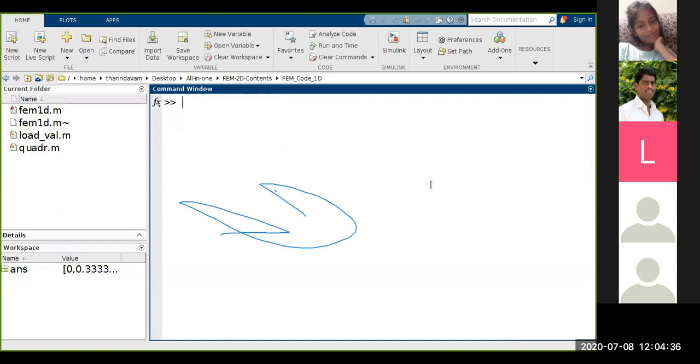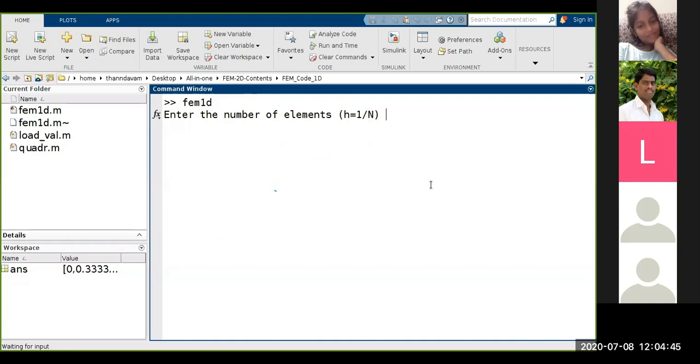Initially it is asking for the number of elements. Let me give 100 elements. Okay, 100 elements. It takes some time.